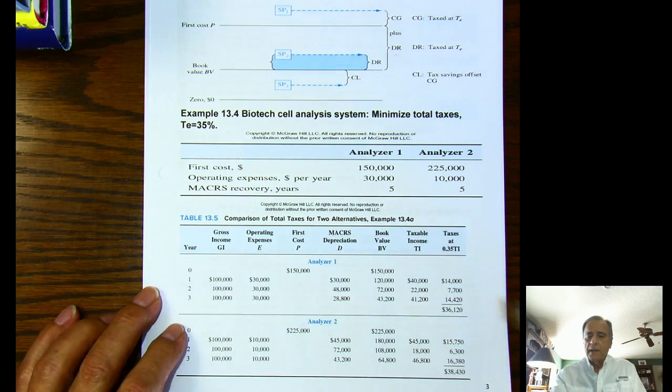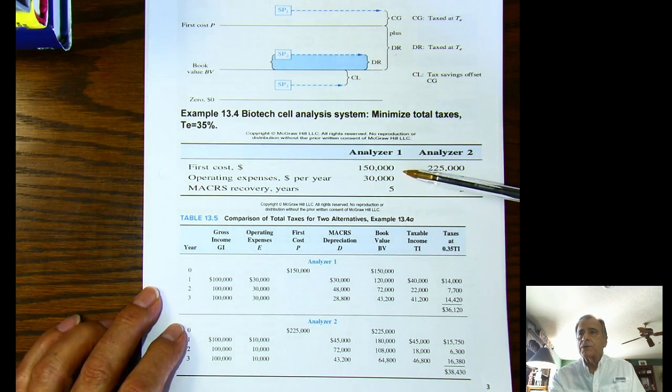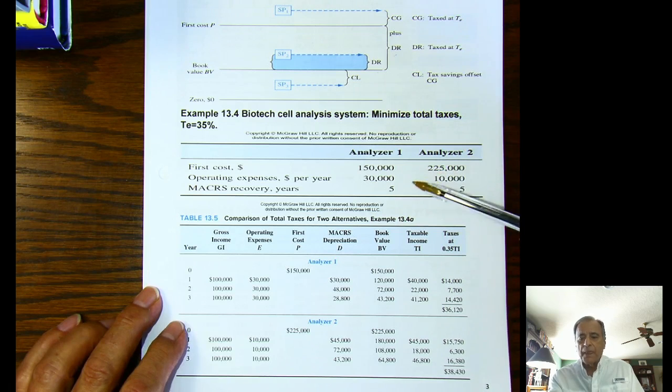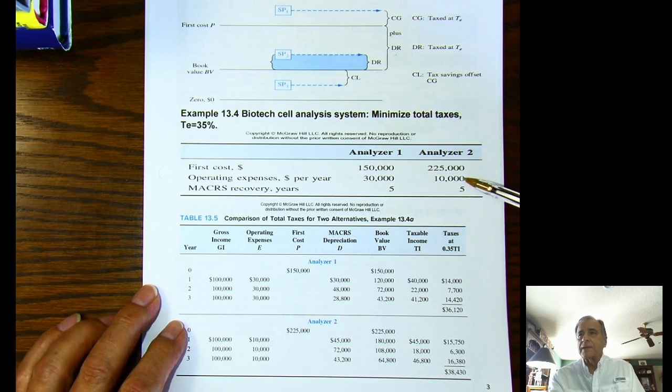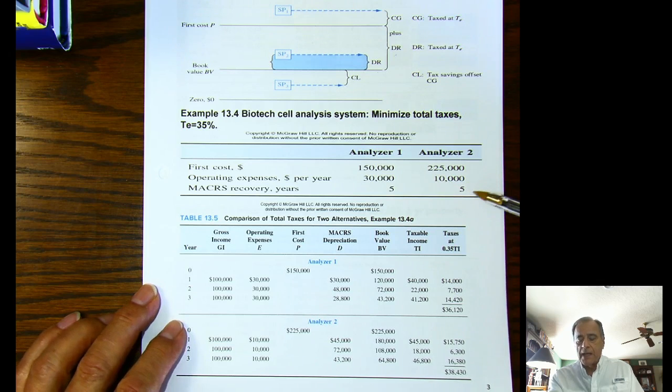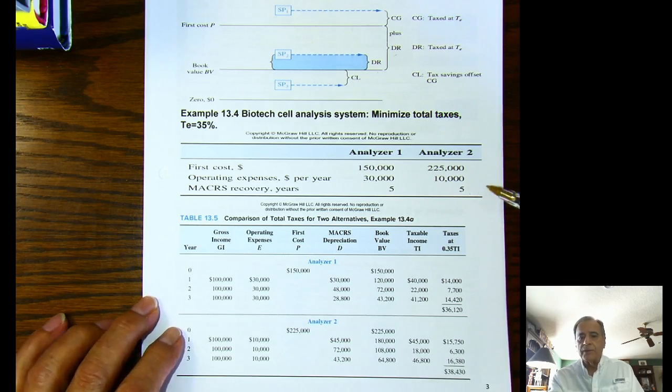And so Analyzer 1 has a first cost of $150,000 and operating expenses of $30,000 a year for 5 years. It's 5-year recovery property, sorry. We're only going to keep this asset 3 years because they have a 3-year contract, okay? Analyzer 2 costs $225,000 but only has $1,000 a year operating expenses, and it is also 5-year property.